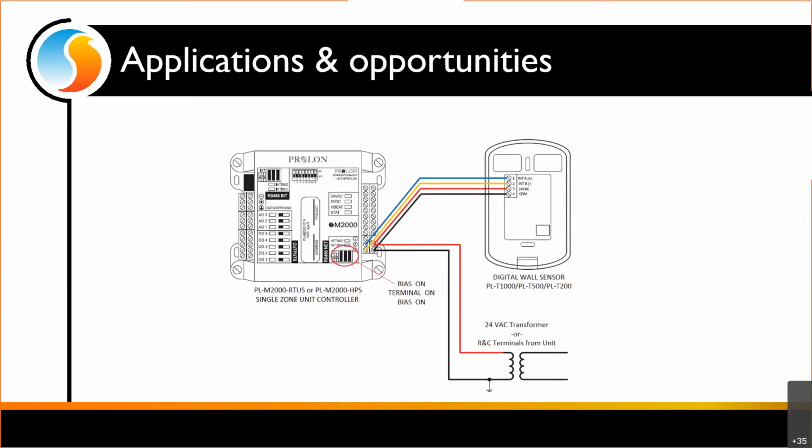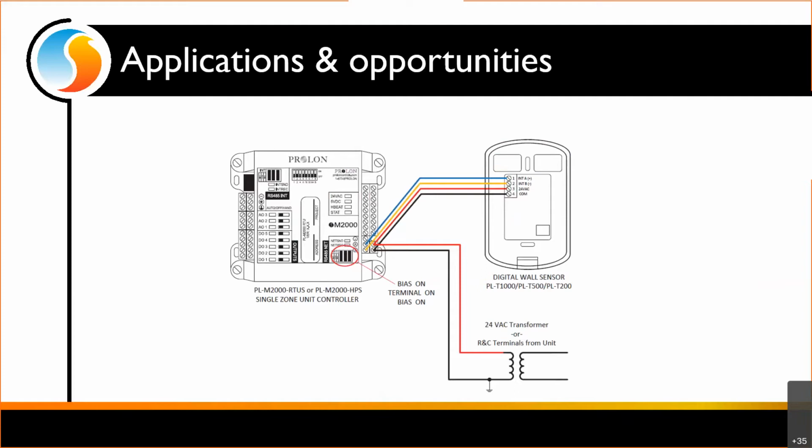We have all these wiring diagrams available on our website. So it's as simple as just connecting the 4 terminals on the wall sensor onto the 4 terminals as we see here on the M2000.